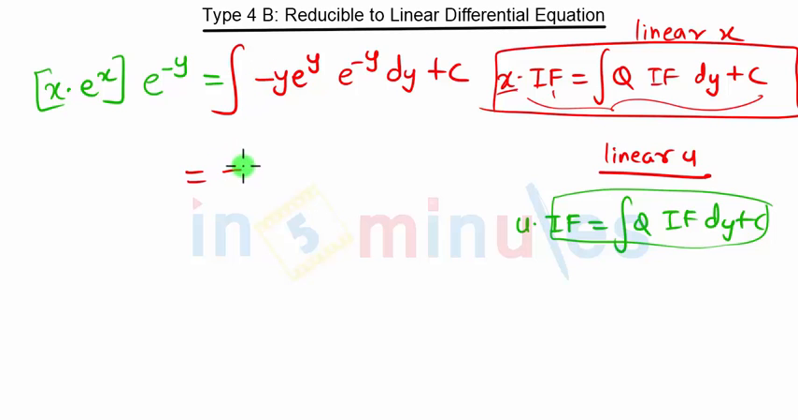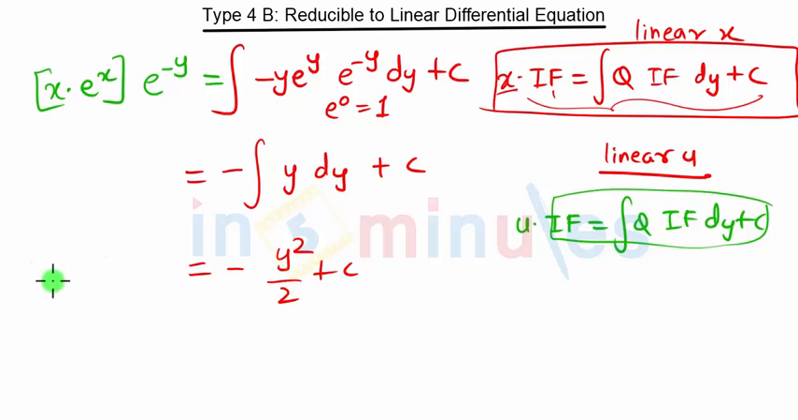which is equal to, I can take this minus sign out of the integration, and e raised to plus y and e raised to minus y is nothing but e raised to 0, which is equal to 1. So we are left with only y dy plus c. So what is integration of y? Integration of y is y square upon 2 plus c, and this part will remain as it is. So this is the solution of this problem.